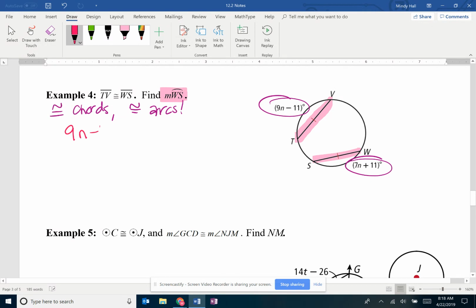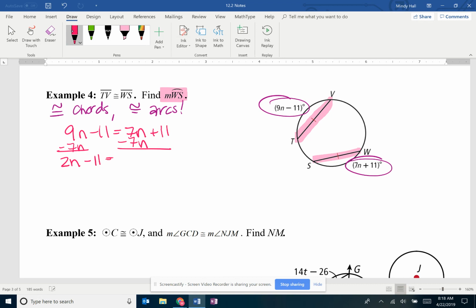So 9n minus 11 equals 7n plus 11. So when we solve, I would personally subtract the 7n first so that I have all of my n's together on one side and they're positive, which is just a bonus. So then we'd have 2n minus 11 equals 11. And then we have to add 11. So we'd have 2n equals 22. And then when we divide by 2, we get that n equals 11.